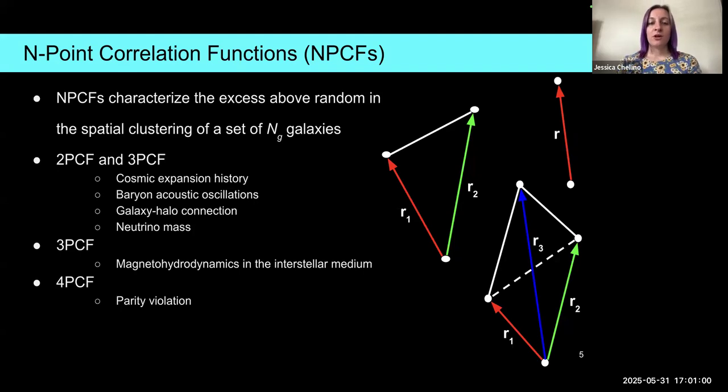The NPCFs are very useful because we can learn a lot about the BAOs, neutrino mass, the galaxy-halo relationship, the cosmic expansion history, as well as magnetohydrodynamics in the ISM, and recently whether parity violation exists in large-scale structure.